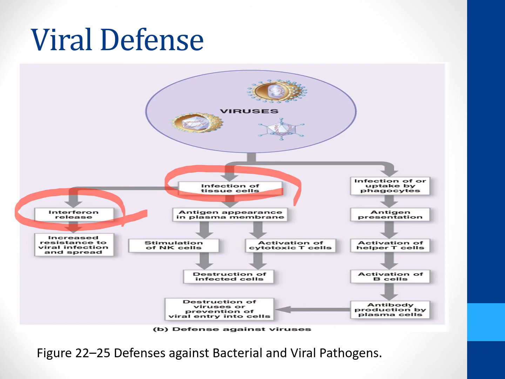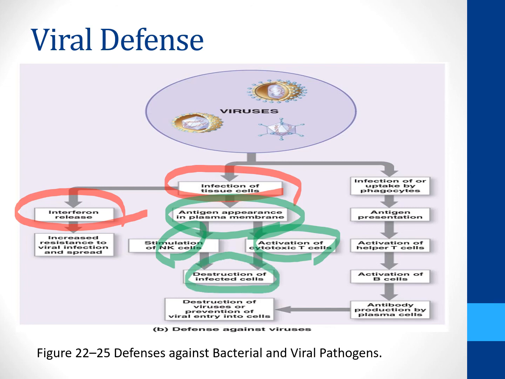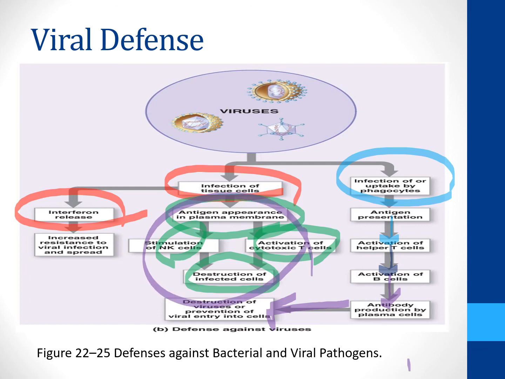The antigen appearance on the plasma membrane of the infected cell is going to stimulate natural killer cells to destroy the cell and activate cytotoxic T cells to destroy the cells. And then they're also going to be taken up by phagocytes, our antigen presenting cells, which will present the antigens, activate the T helper cells, which is going to in turn activate B cells. The B cells are going to produce antibodies, and they're going to produce memory cells. The antibodies are going to go work on destroying the viruses that are left after all of this has occurred, and then the memory cells are going to fight off subsequent infections.